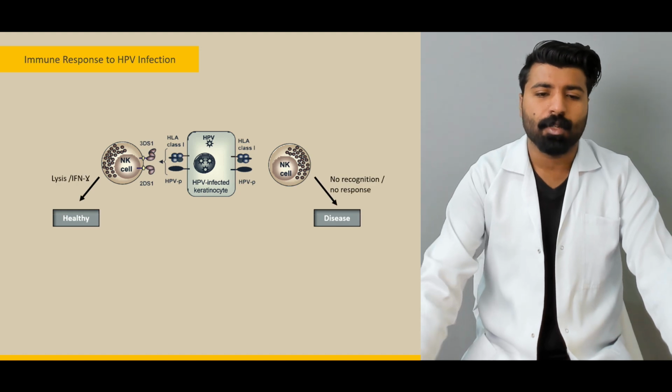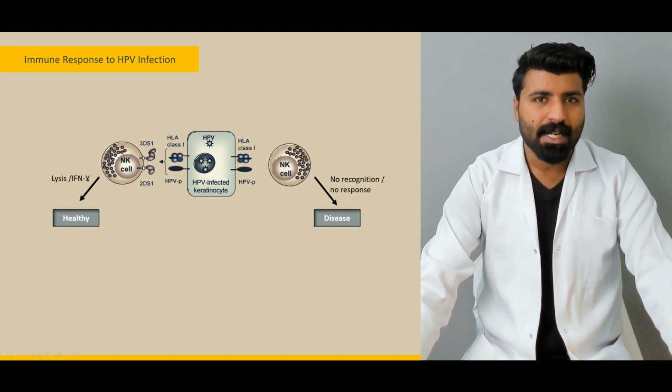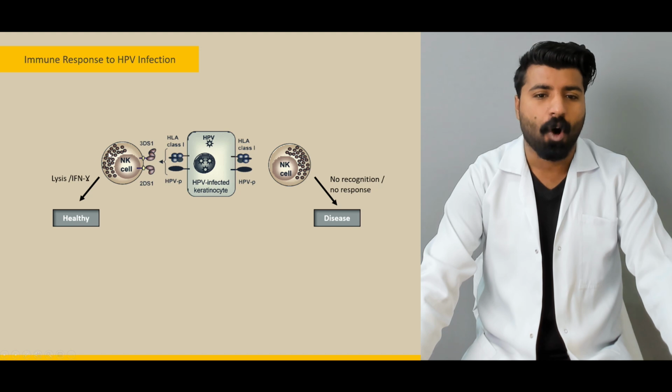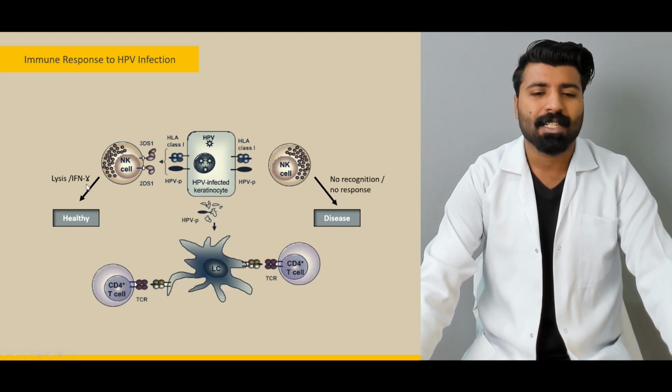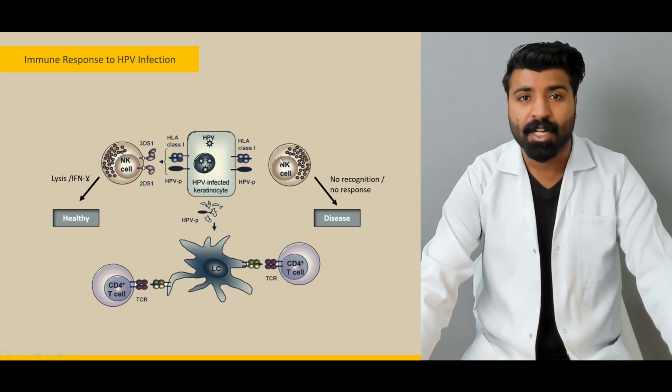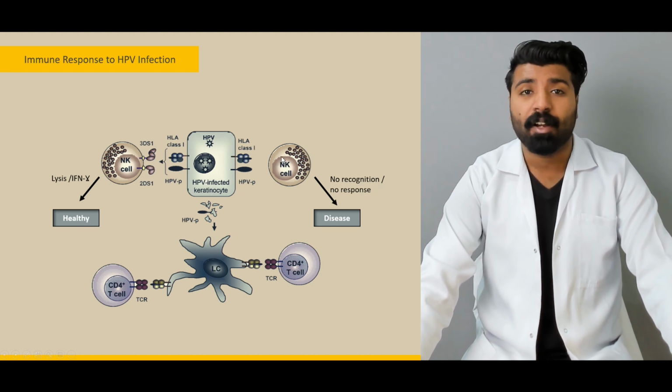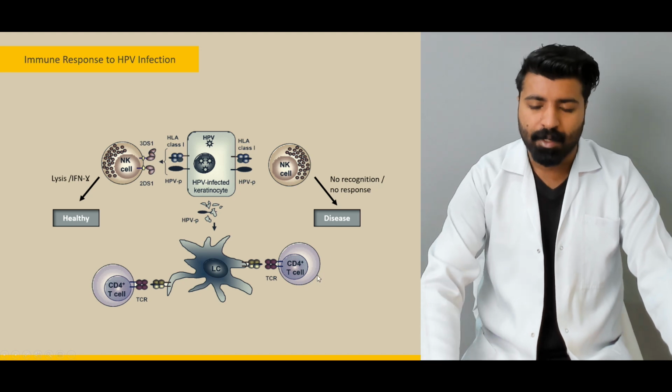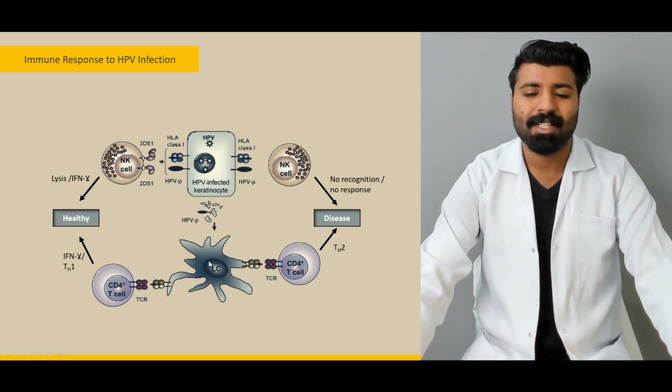So if they recognize them, if the recognition pattern is on, what will happen? Lysis will happen, which will lead to a healthy cell, and interferon gamma will come in, and their function will lead to a healthy cell. On the other hand, if there is no recognition whatsoever, if they are not lysed, if interferon does not come in and does not cause any kind of response, it will lead to a diseased cell.